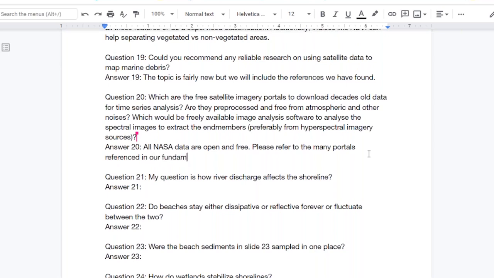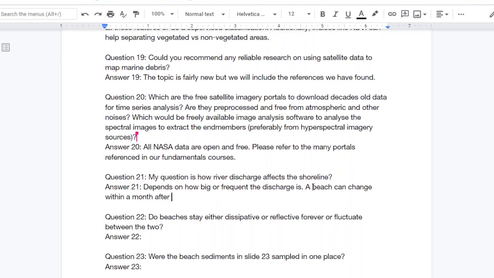How river discharge affects the shoreline? That's a very good and very complicated question, actually. Very short, but very complicated. It depends on how big the discharge is, how frequent it is. For instance, we've seen places in the north coast of Puerto Rico with that project that I mentioned during the webinar, where the beach literally changed from one month to another. And that was mostly as a consequence of some heavy rainfall events, which caused the accumulation of river sediments literally by tons in that area, and completely changed the shoreline in that area.